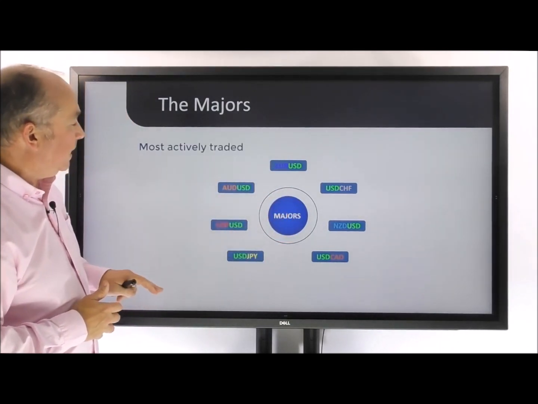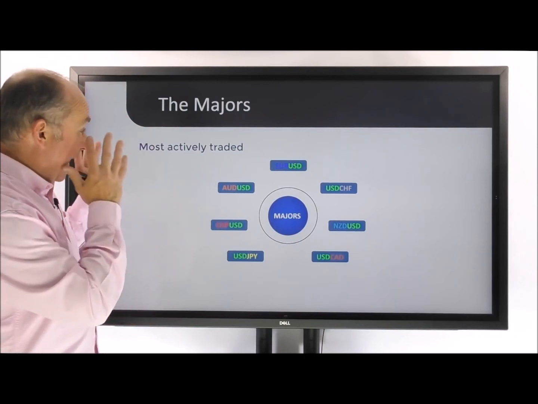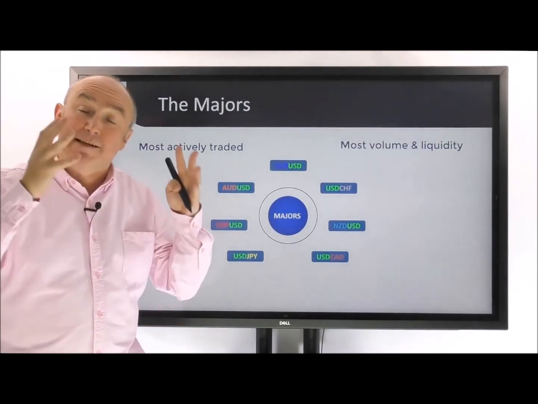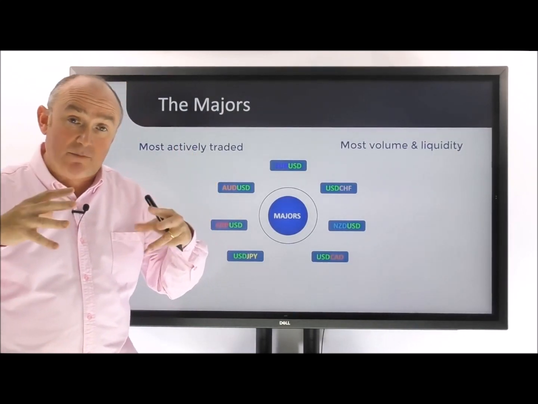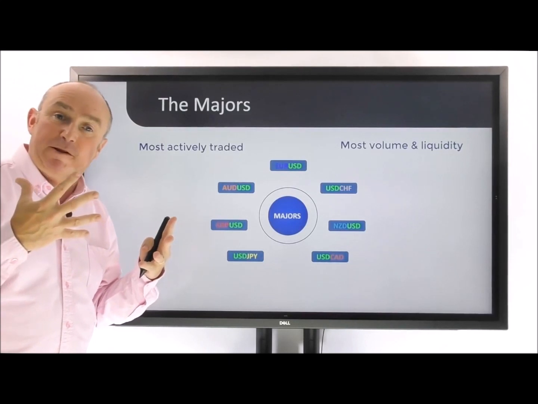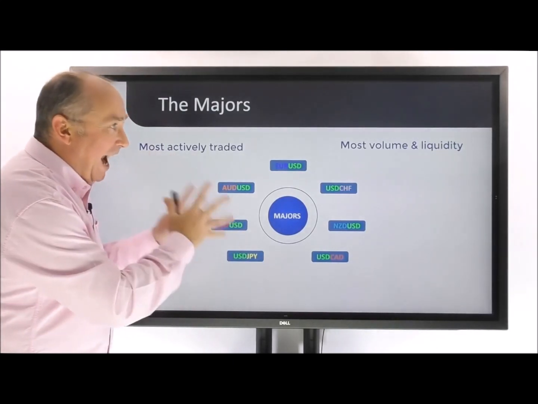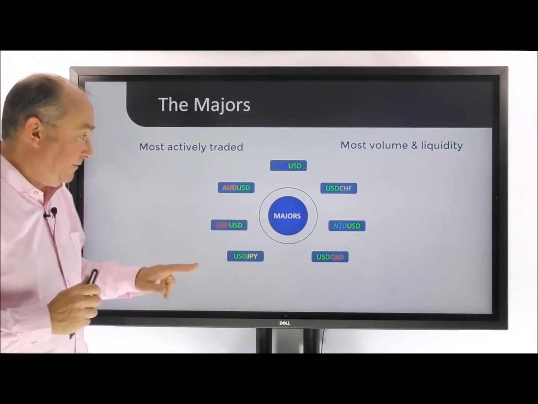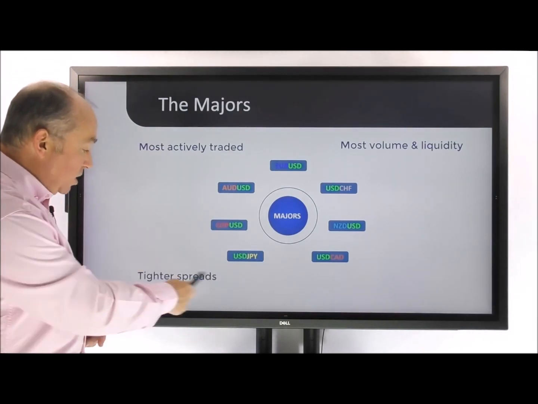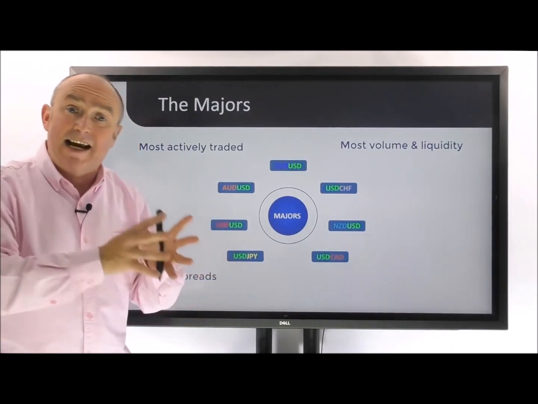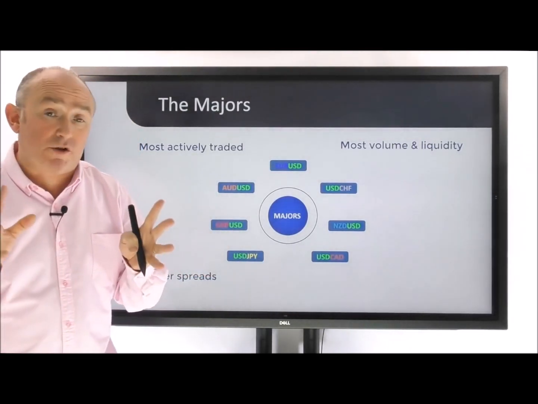Now the benefit of trading the majors, because they're most actively traded, is that the volume and liquidity is much greater. So sometimes volume and liquidity might dry up in the less actively traded currency pairs. The majors have the most volume and the most liquidity because they are the most actively traded. And that basically means you get tighter spreads: the difference between the buying price and the selling price, that is a cost in trading.